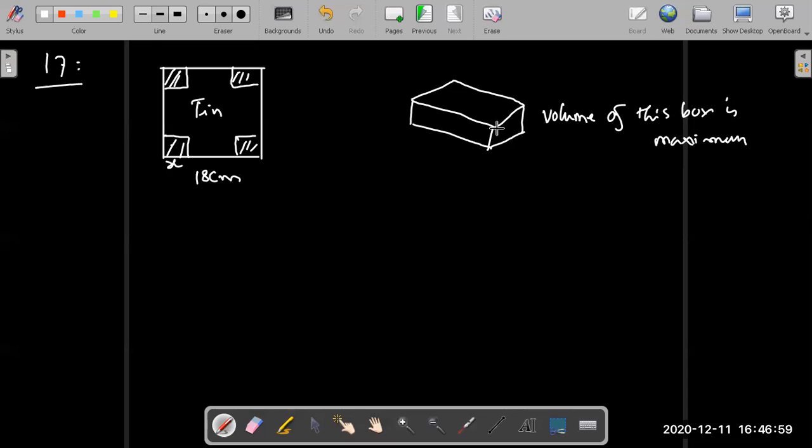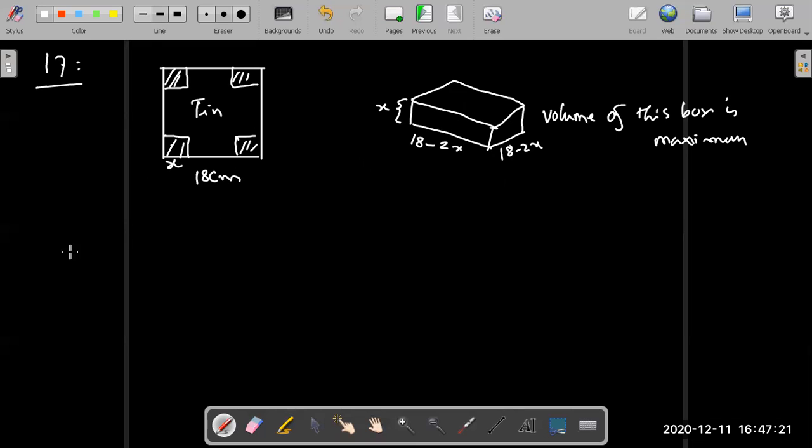So now we have to get from this x. So x is cut here, x is cut here. That means this side is 18 minus 2x. 1x and 1x cut here. So this is also 18 minus 2x because it's a square. This fellow is x because x is the height.